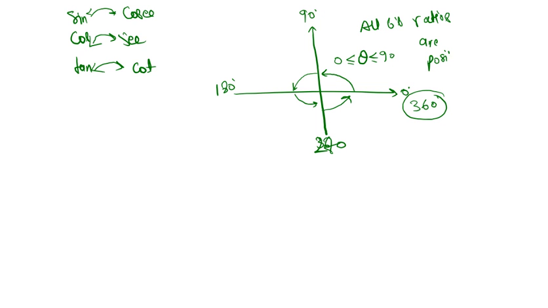So in the first quadrant, all six ratios are positive. So if somebody asks what is the value of sine 45, you will say definitely it is going to be a positive value, whatever it is. And whenever we are dealing with 90 degrees to 180 degrees, if I am writing an angle theta and this theta is lying in this range, theta can be written as 90 plus phi, and phi is lying between 0 and 90.